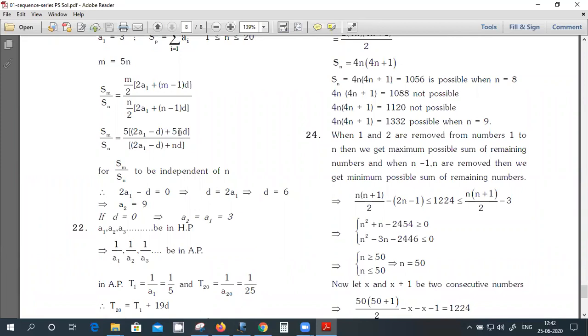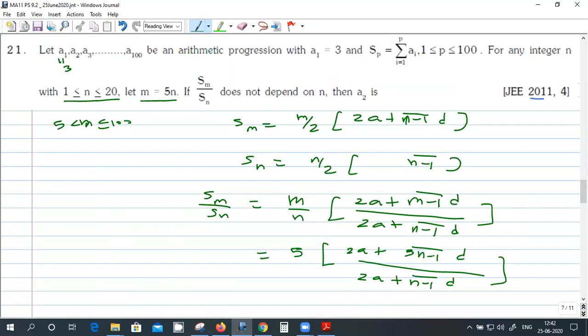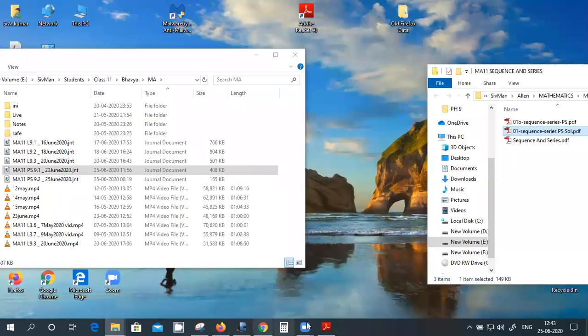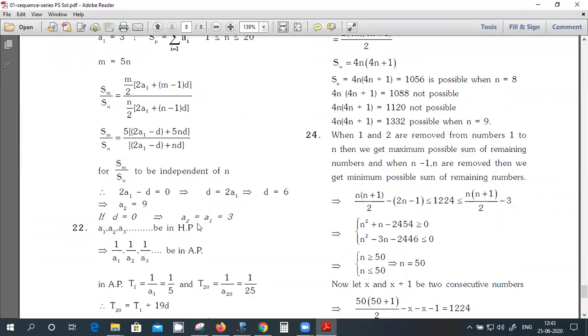See, one way to make this thing independent of n is if this thing becomes 0, then n and n will cancel, right? So 2a minus d, 5, and then here also 2a minus d is there. Just one more step. For that to become, so that will get d is 6. Once d is known, everything is known.